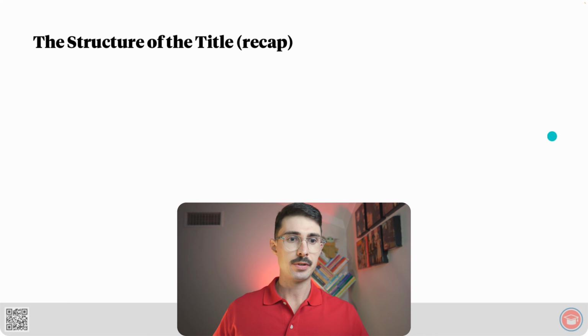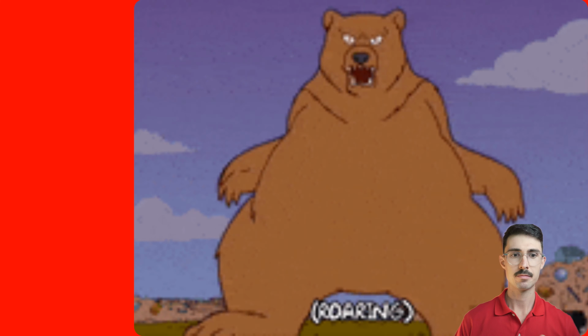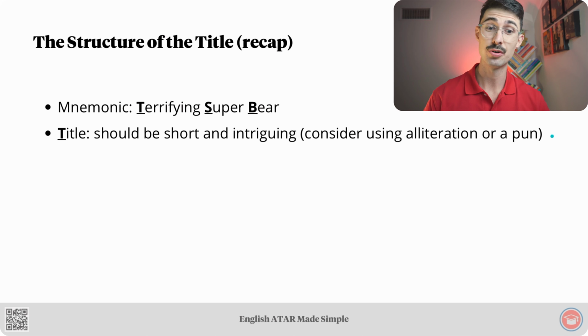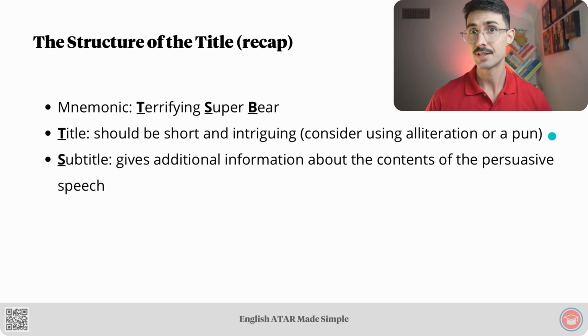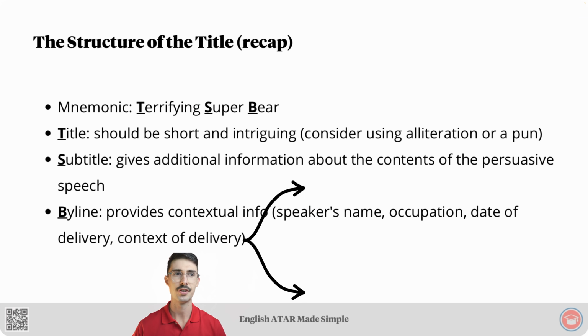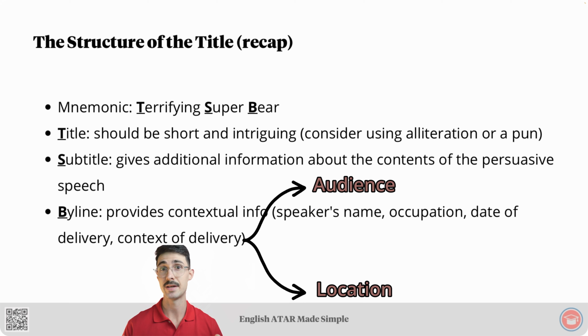First part of this lesson, we looked at the structure of the title, mnemonic, terrifying, super bitter. The T stands for title. The title should be short and intriguing. Consider using alliteration or a pun to achieve those effects. The S stands for subtitle. The subtitle gives additional information about the context of the persuasive speech. The B stands for byline. This provides contextual information: speaker's name, occupation, date of delivery, context of delivery. Context of delivery refers to who the audience is, where the speech is given.